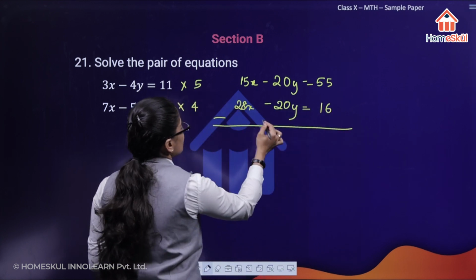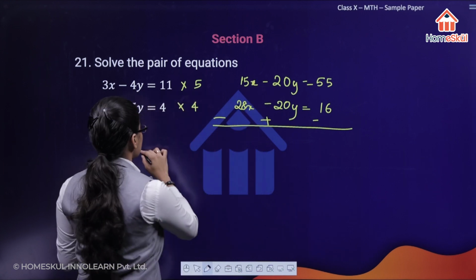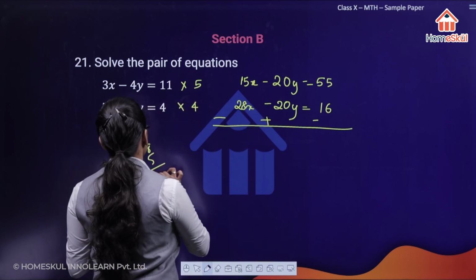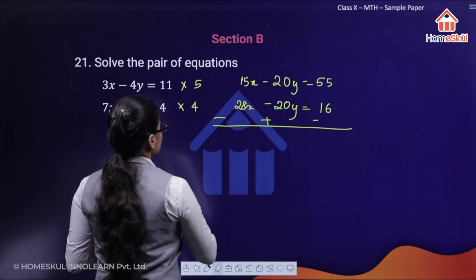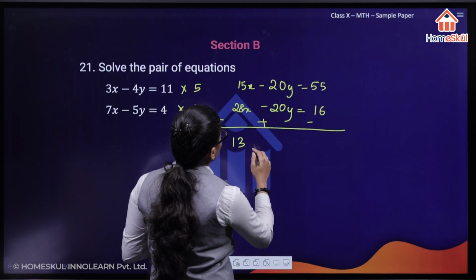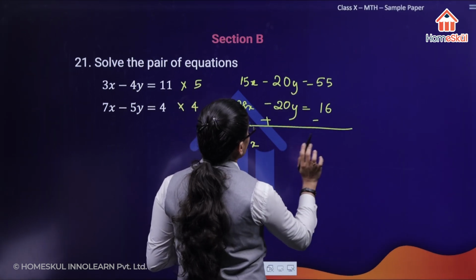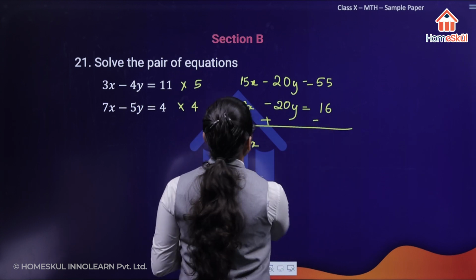On subtracting, what happened? 15x minus 28x, 28 minus 15 is equal to 13, right? That is 13x, then plus 20 minus 20, it is 0, then 55 minus 60.